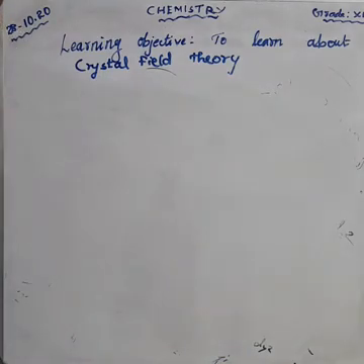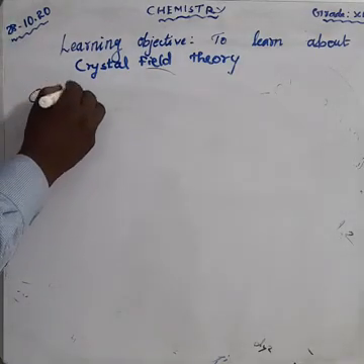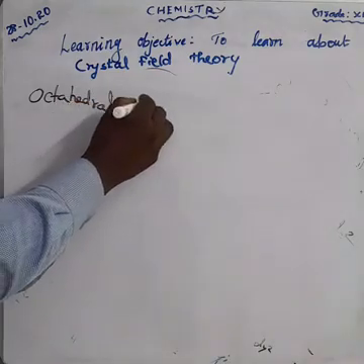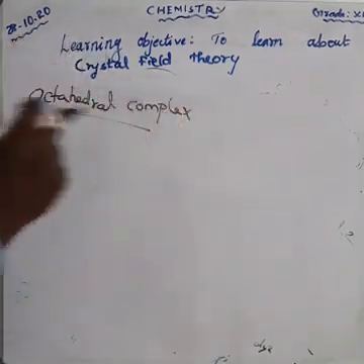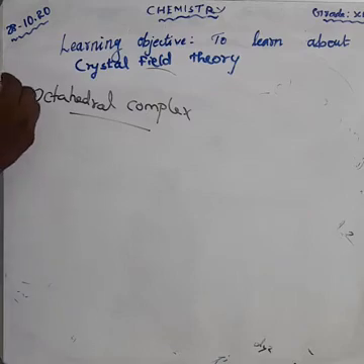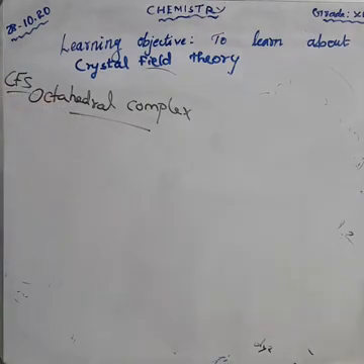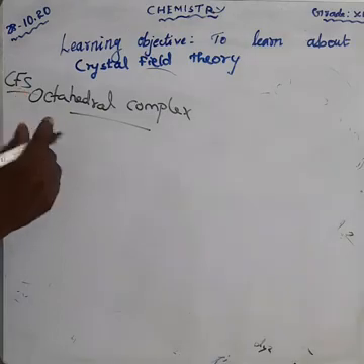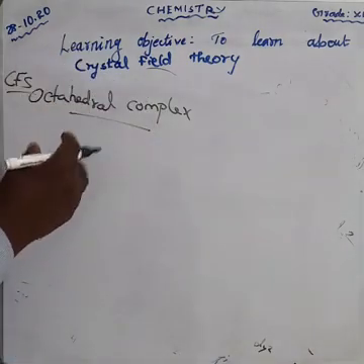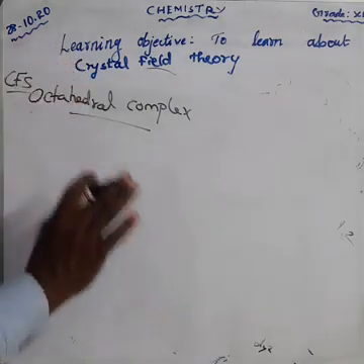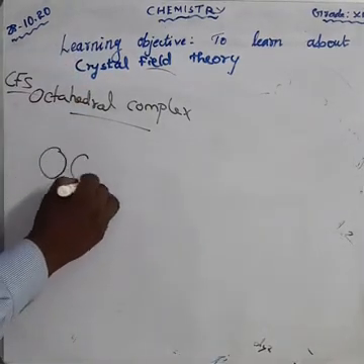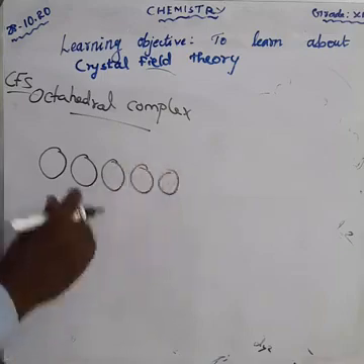Let us discuss the octahedral complex. Crystal field splitting, CFS, of octahedral complex. During the crystal field splitting in the octahedral field, the average energy of the orbitals is maintained constant, because they all have equal energy. The energy level is constant.